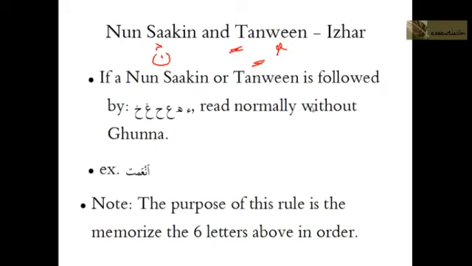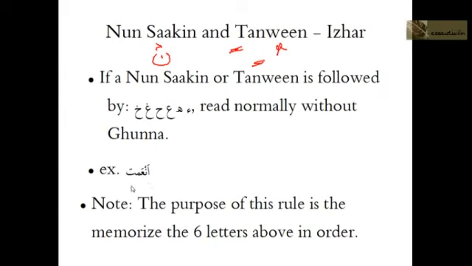Okay, that's tanween. If noon sakin or tanween is followed by any of these six letters, hamza, ha, ayn, ha, ghain, kha, read normally without ghunna. The purpose of this rule is to memorize these six letters, and you might remember them from the makhraj video.